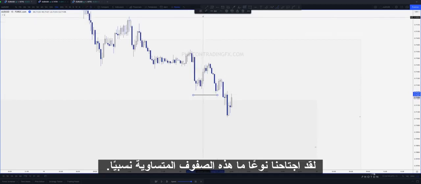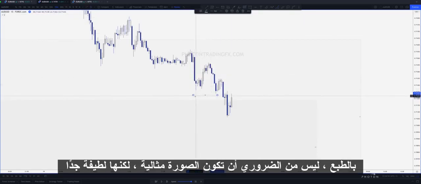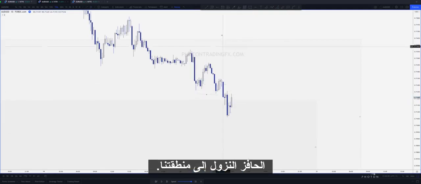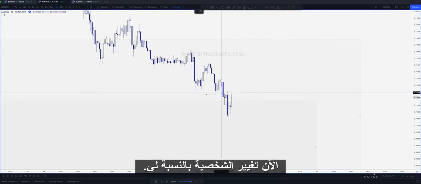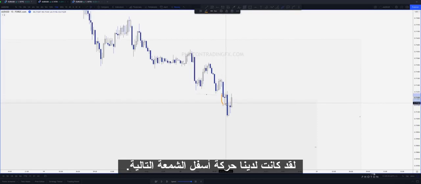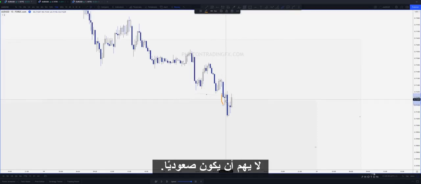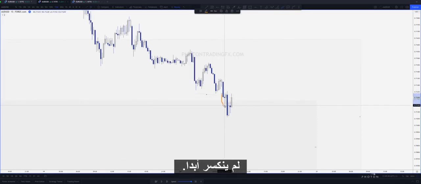We've swept these relatively equal lows. Of course, they don't have to be picture perfect, but it's a nice bit of inducement coming down into our 4-hour zone. Now, change of character for me: we've had a movement down. This next candle, it doesn't matter that it's bullish. What matters is that it never broke this candle's low.